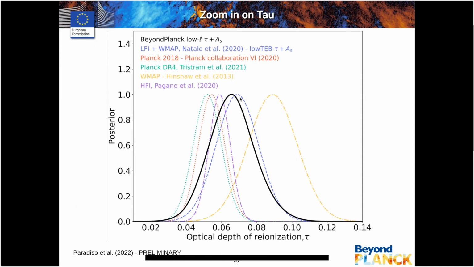And this blue curve is what has been previously found with LFI and WMAP combined. So we're actually closer to the HFI measurements than previously found when we do our full analysis.